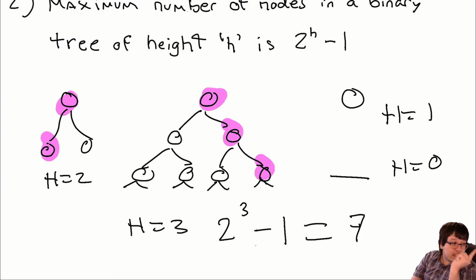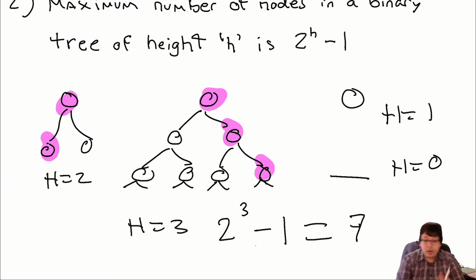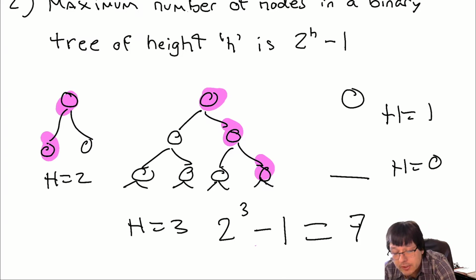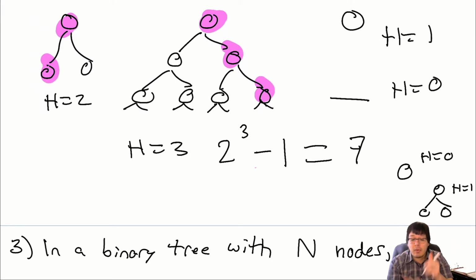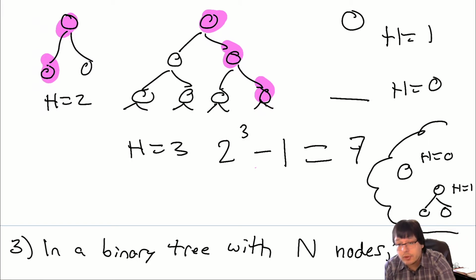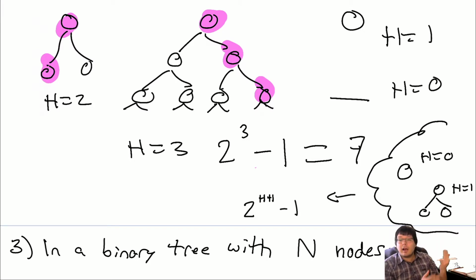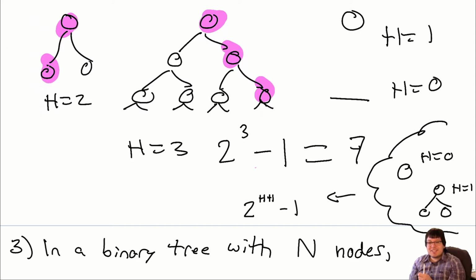In some books, the height of the root is considered to be 0. So if you're that person that wants to say that one node height is equal to 0, and then two nodes like that height is equal to 1, which might be more intuitive to you, then you have to use a different formula. In that case, you have to use 2 to the h plus 1 minus 1. And that plus 1 basically offsets that difference. Easy patch. All right? So be aware of that.